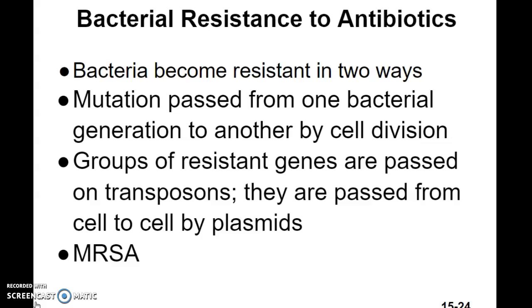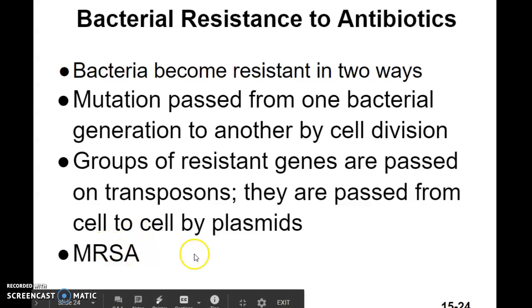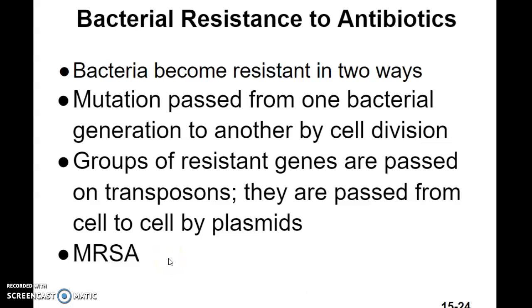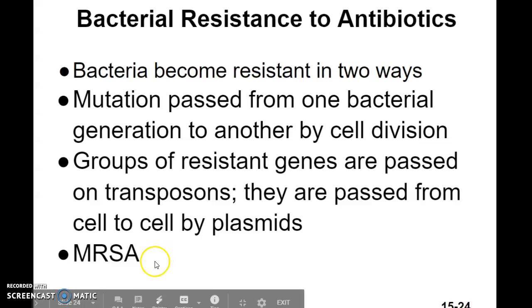So then we find all these resistant bacteria like MRSA, which is methicillin. It's a very powerful antibiotic, resistant Staphylococcus aureus. So Staph aureus is the most common bacteria probably found in teenagers, cause a lot of skin infections and things like that. And many of them are becoming resistant.